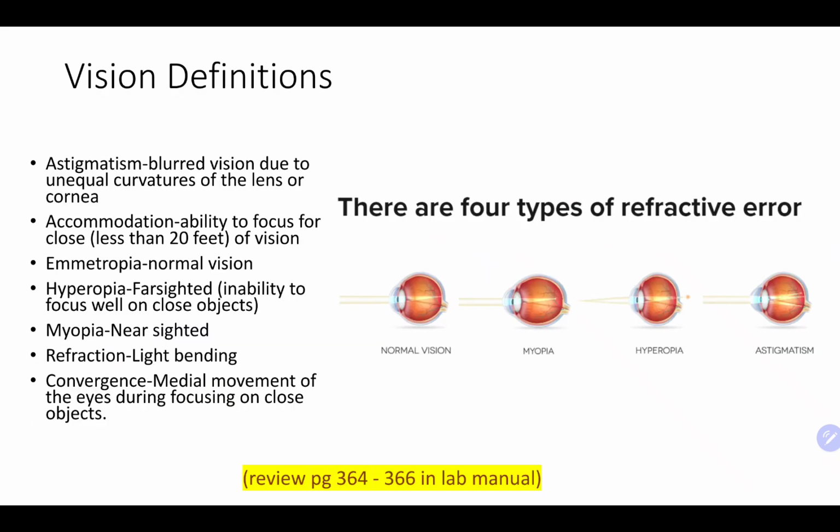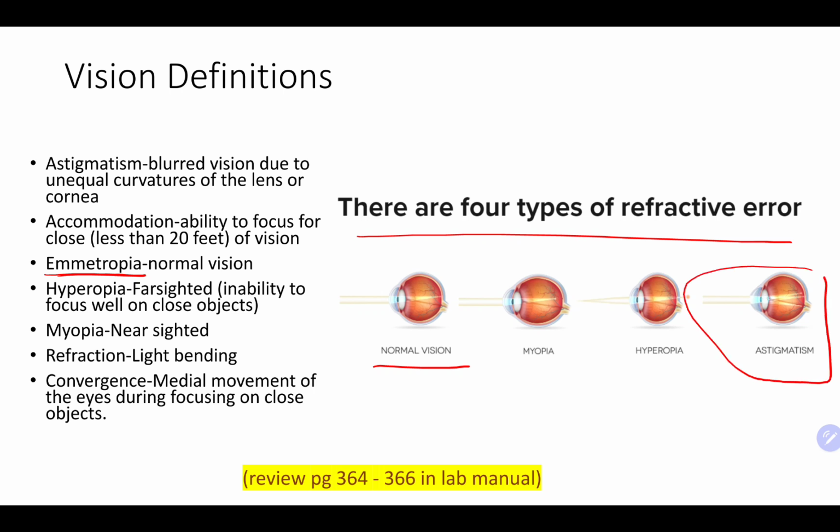So you definitely want to remember these different types of vision definitions, right? Sometimes we'll cover it in class, sometimes we might not have the time to, but remember these different types of refractive errors that we'll see too. So we have normal vision, which is just emmetropia. Now, when we have an astigmatism, you can see this astigmatism right here, and this is where we have blurred vision due to the unequal curvature of your lens or your cornea, okay?